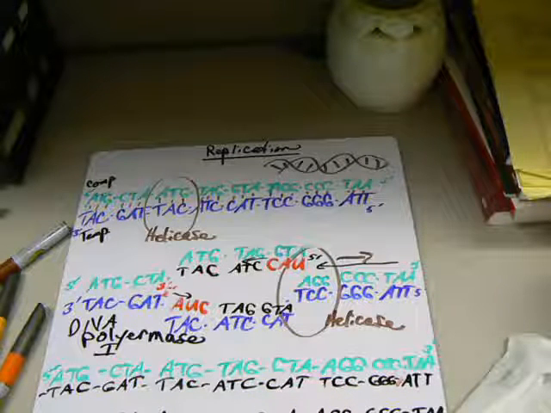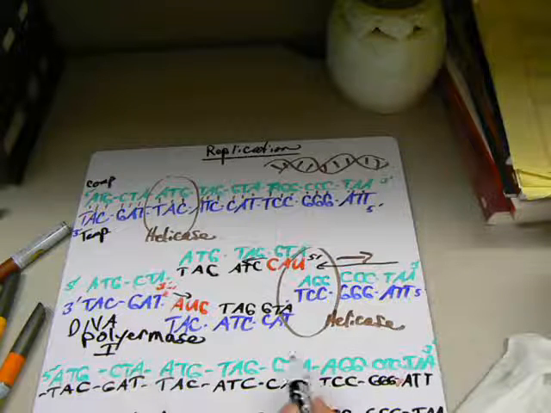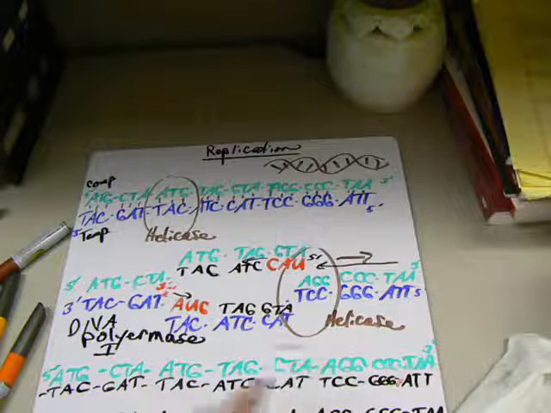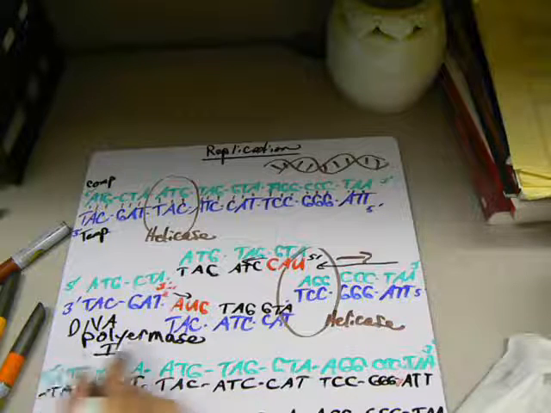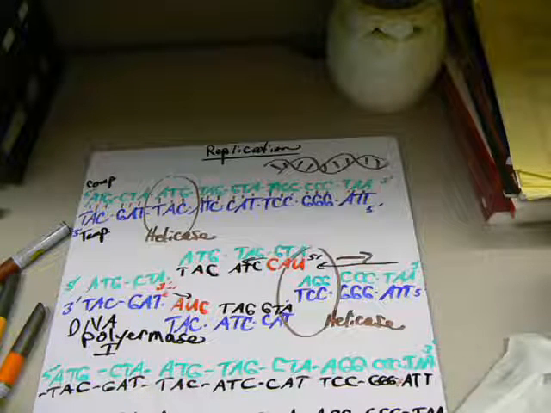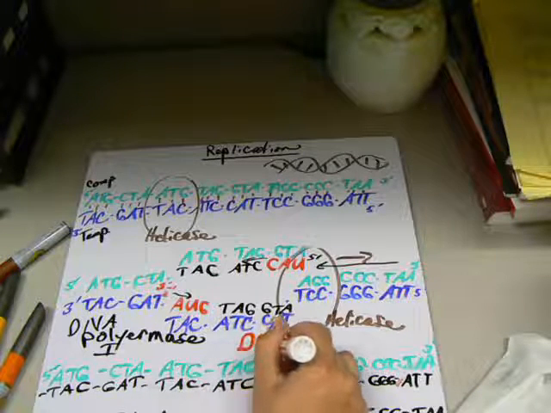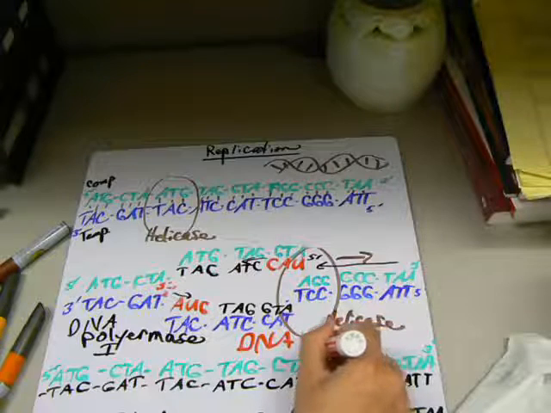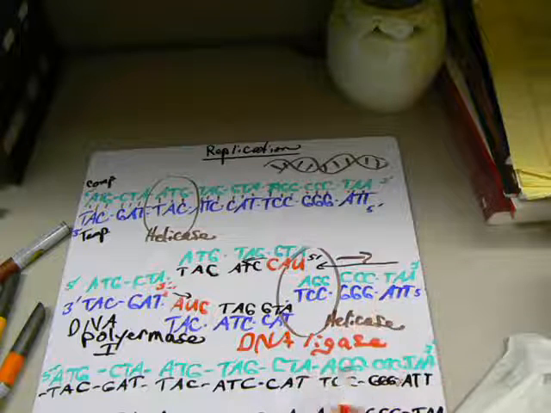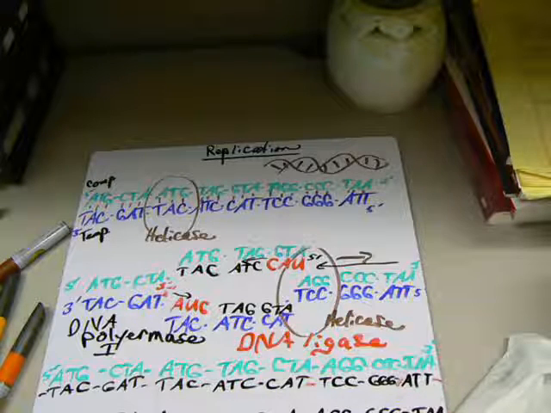Now, we've got to hook these strands together, but we've got to hook them in the 3' to 5' direction, and DNA polymerase can't do that. So we bring in another enzyme, and this one is called DNA ligase. And it's going to go through and it's going to put in the last of our little hookups in.